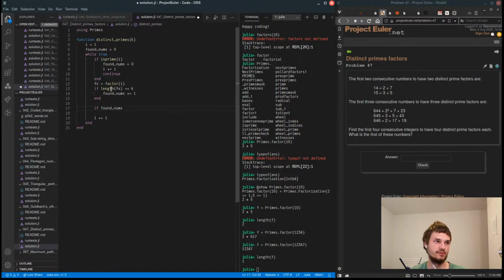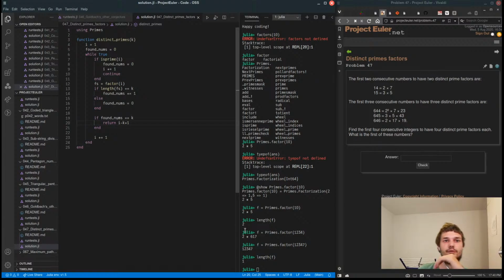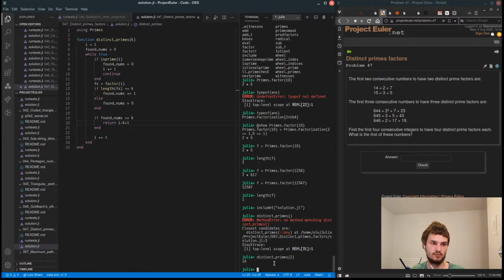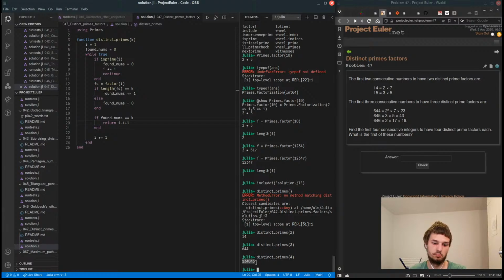Else, I guess we reset that again. If found nums equals k, then return I minus k plus 1. What is the first of these numbers? Yes. Distinct. Yes. I don't know, maybe.